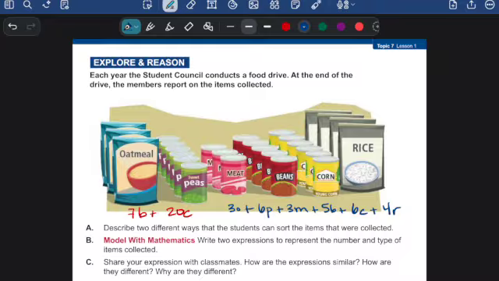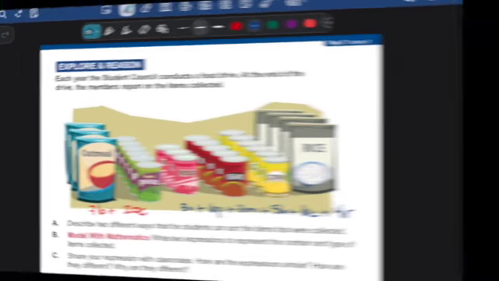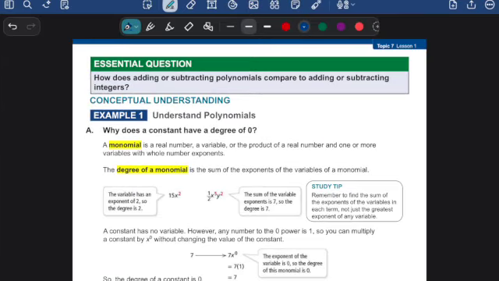Share your expression with classmates, and how are the expressions similar? How are they different? Well, again, we were either distinguishing by the type or just total of cans and total of bags. So how does adding or subtracting polynomials compare to adding or subtracting integers? Well, it's very similar, except now when we're dealing with polynomials, and we'll learn what that word means, we're dealing with algebraic expressions instead of just numbers and integers.